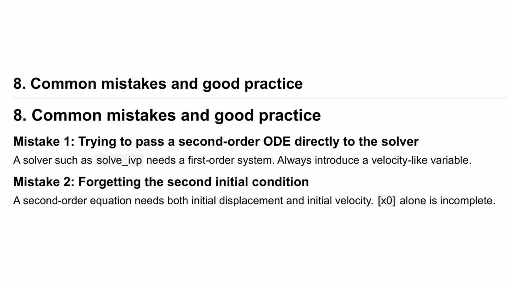Let us review some common mistakes. The most fundamental error is trying to feed a second-order equation directly into the solver. You must always reduce it to a first-order system. Additionally, remember that a second-order system requires two initial conditions in the state vector, not just one.